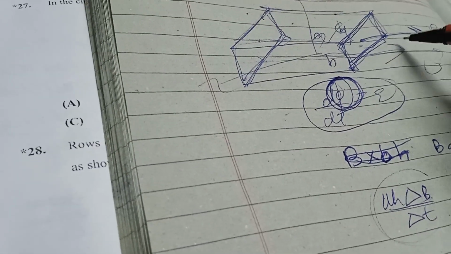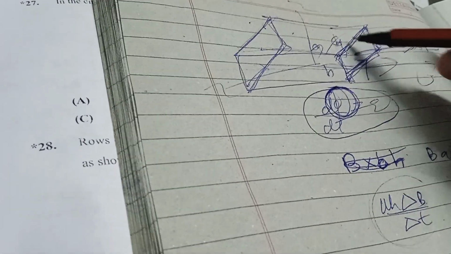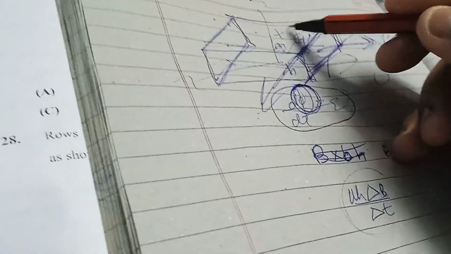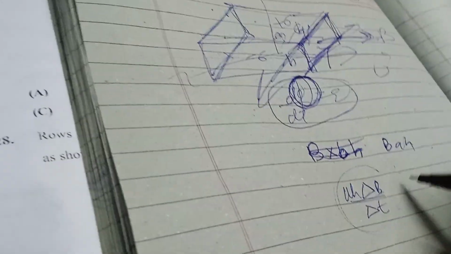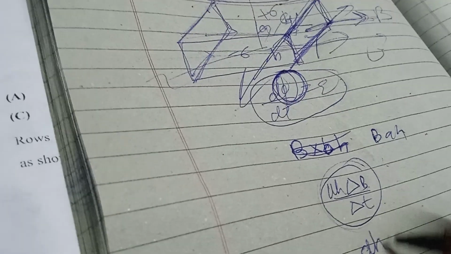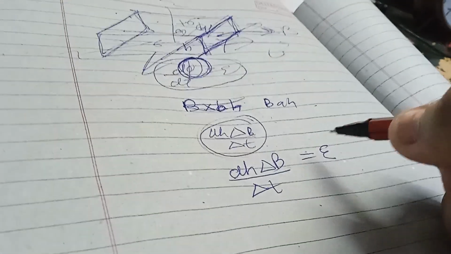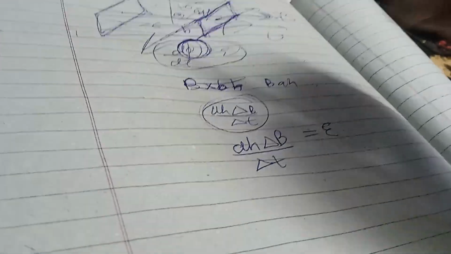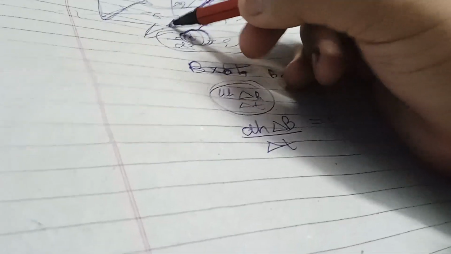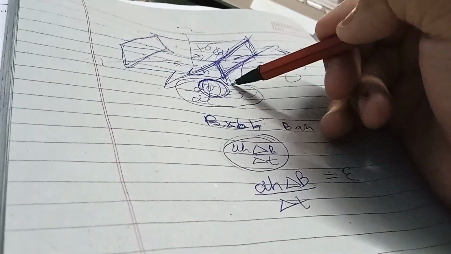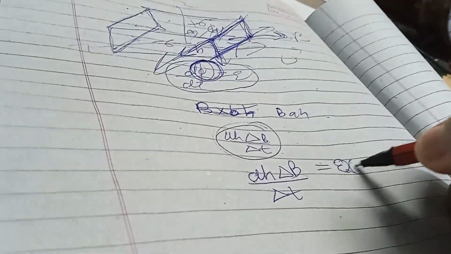Here B is suddenly decreasing, so by Lenz's law, this would be the direction of current. This is the direction of current, so this is the direction of electric field, like this. Let's say above is plus sigma, lower is minus sigma. So AH del B by del T is our E into the integral E dot dl. E is like this, and like this, and like this, and this. So it is 2 times A plus H.